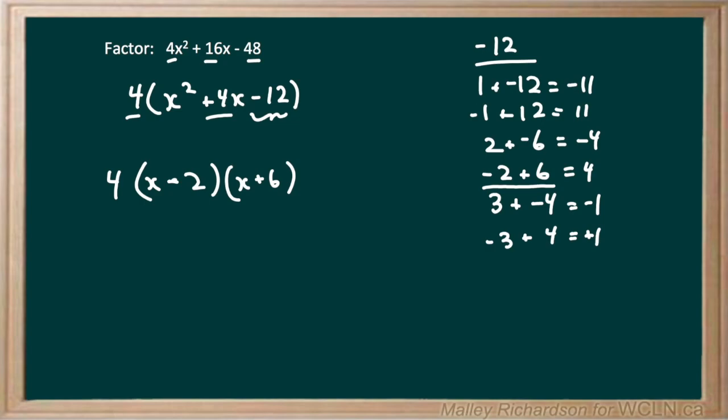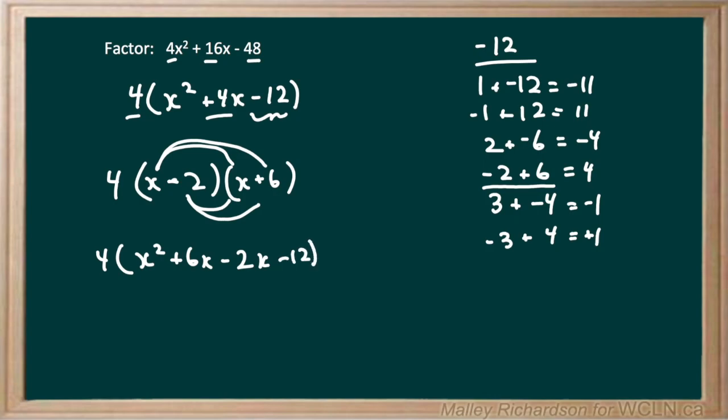So now let's check if our answer was correct. Let's use our distribution laws. We'll multiply this x by the second bracket, and then this negative 2 by the second bracket. So we have our 4 out front, and then we have x times x to give us x squared, plus x times 6, which is positive 6x, plus negative 2 times x, which is negative 2x, and then negative 2 times 6 to give us negative 12. Now we want to group together our like terms, and we get 4x squared plus 4x minus 12.